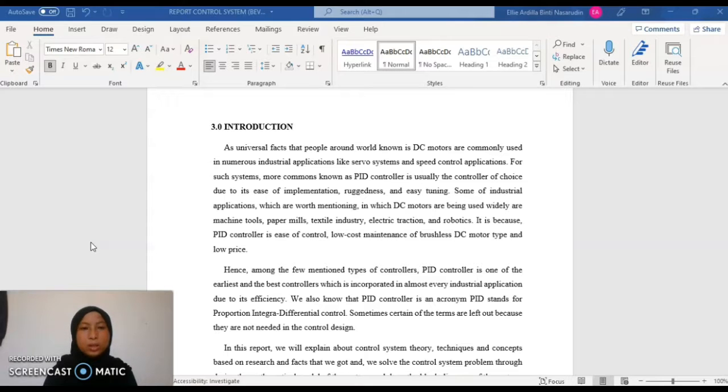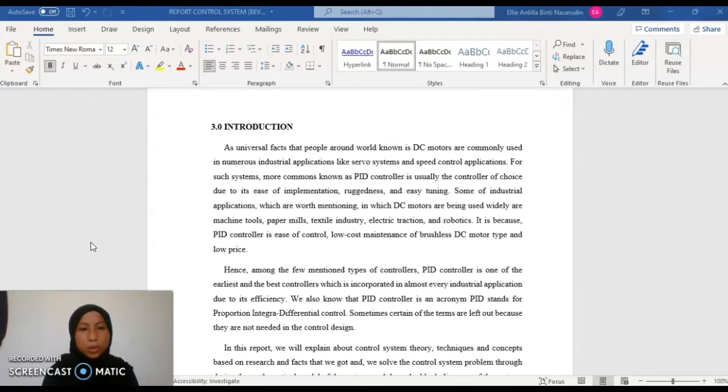So I'll be explaining section 3.0, which is the introduction. For this project, as is commonly known around the world, DC motors are commonly used in numerous industrial applications like servo systems and speed control applications. For such systems, the PID controller is usually the controller of choice due to its ease of implementation, ruggedness and easy tuning.